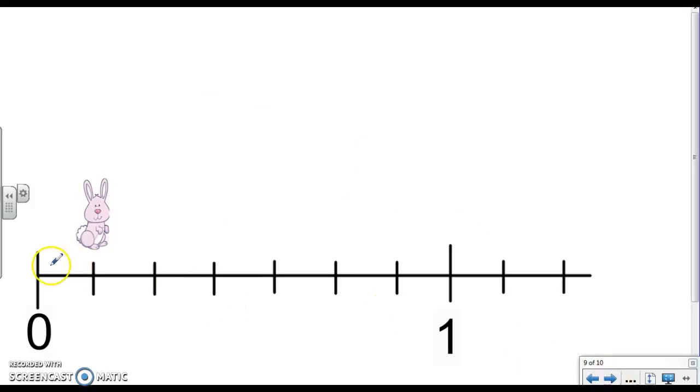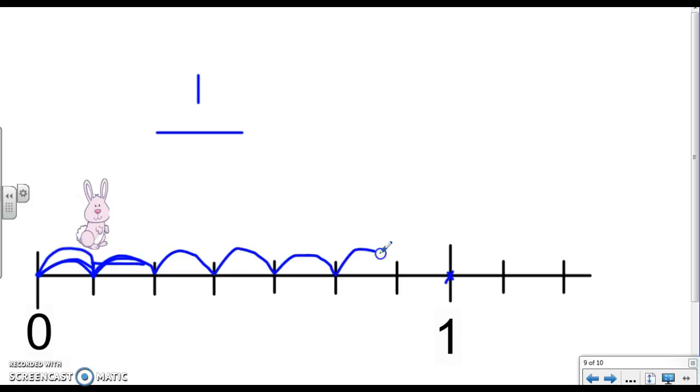Last one. This bunny hasn't made it very far. He has only made it, starting at the 0, 1 jump. The total number of jumps to get across the bridge would be 1, 2, 3, 4, 5, 6, 7. So you can see that it would take a total of 7 hops to get across that bridge. So he is 1/7 of the way across.